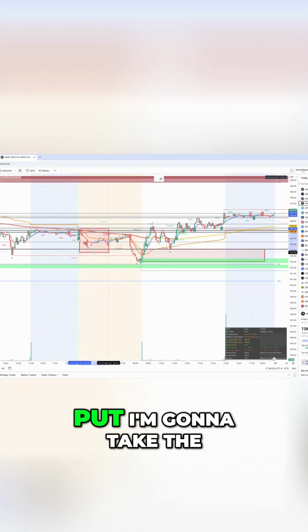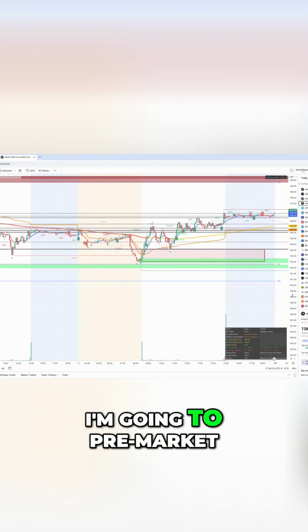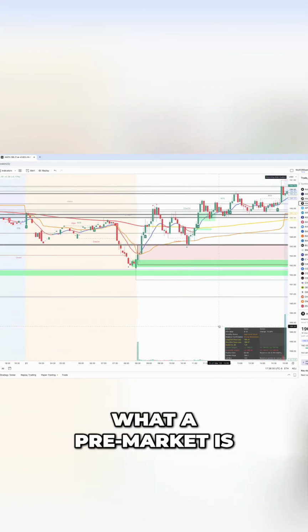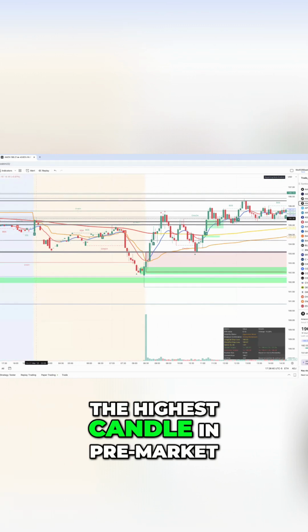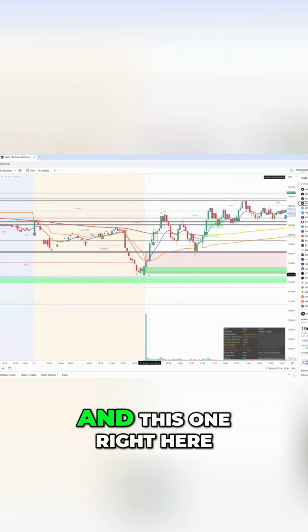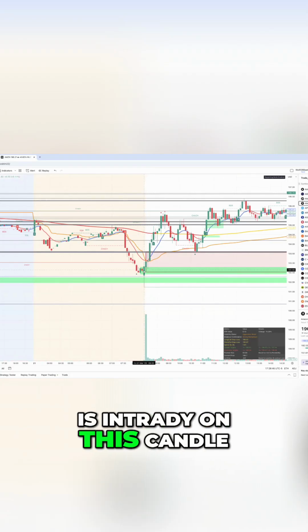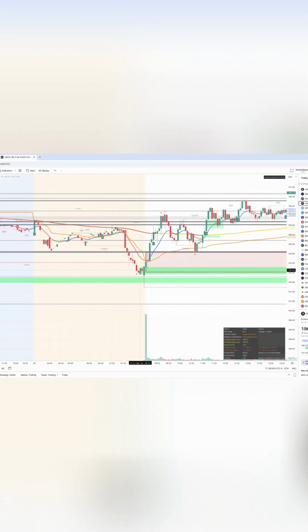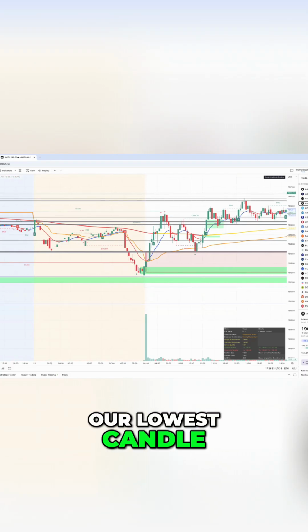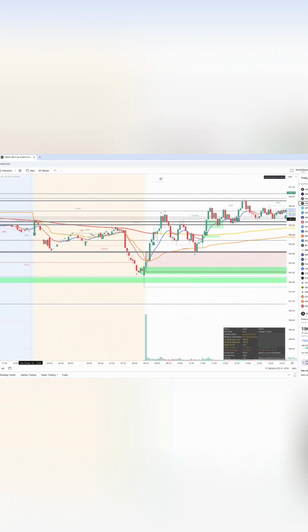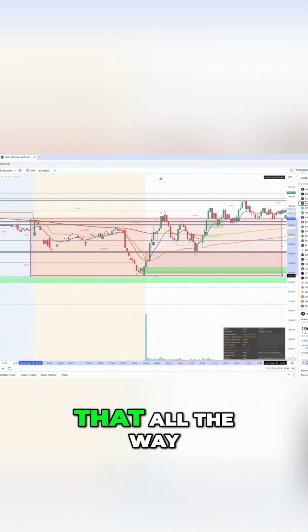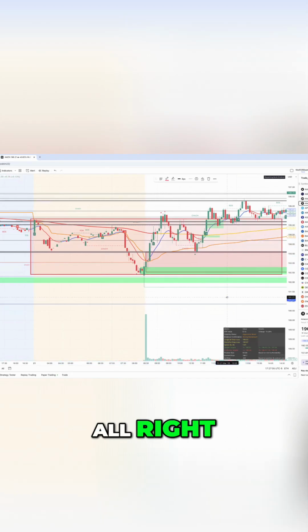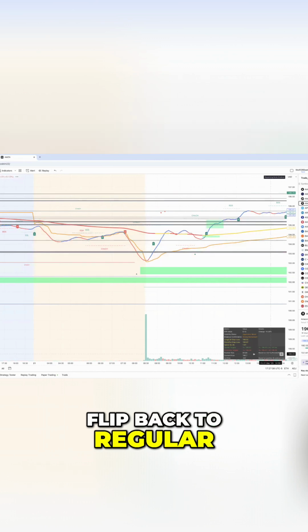So now what I'm doing here is going to pre-market, and you can tell what the pre-market is because it has this tan looking color. This is the highest candle in pre-market. This right here is intraday on this candle, but this is our highest candle. And our lowest candle is there. So I'm going to grab the highest candle all the way down to the low of this candle, and I'm going to drag that all the way over to here. All right, now let me flip back to regular trading hours.